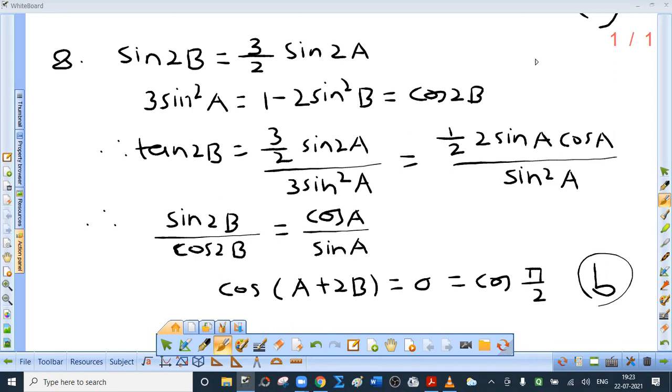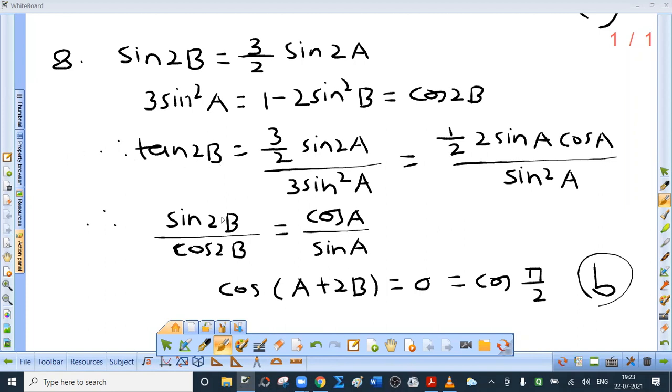Okay. Now it is sine 2B. It is 3 upon 2 sine 2A. 3 sine square A, rearrange the terms, is 1 minus 2 sine square B, which is cos 2B. Now, what is tan 2B? Sine 2B, but for sine 2B, see the cursor, I can write 3 by 2 sine 2A upon cos 2B. But what is cos 2B? 3 sine square A. Only 3 gets cancelled, half. What is sine 2A? 2 sine A cos A. Denominator as it is. Simplify.